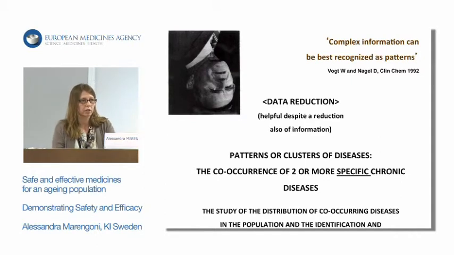And if we talk about multimorbidity, this is the identification of patterns or clusters of diseases, defined as the co-occurrence of two or more specific chronic diseases. In other words, we try to study the distribution of co-occurring diseases in the population. I'm going to show you now how we can identify disease clusters and also some results. I hope that we will discuss later if this approach may be useful or not for our aims.